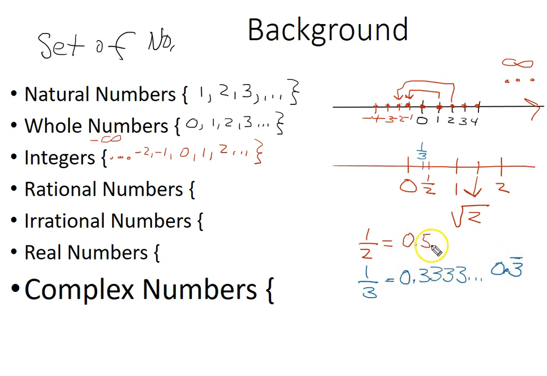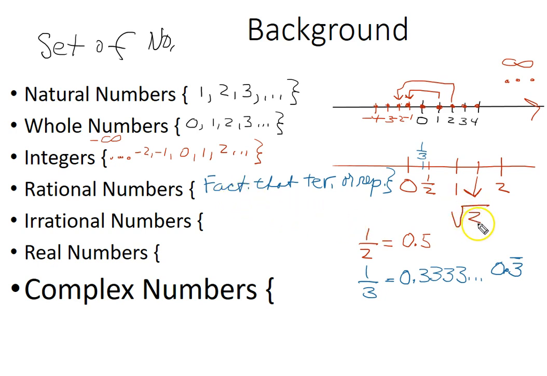Fractions that terminate in their decimal form, or have a repeating pattern in their decimal form, these are the rational numbers. So fractions that terminate or repeat in their decimal form, and that includes all of the integers, whole numbers, and natural numbers as well. These are the rational numbers.